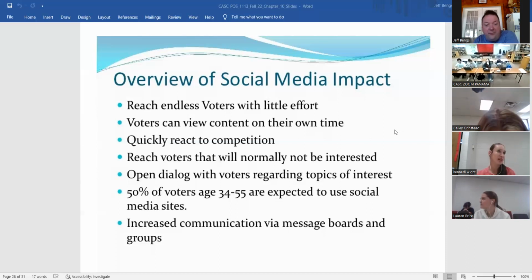Because of social media, right? And President Trump was kind of the master of this. If someone criticized him, he quickly put out a tweet to react to his competition. Social media may pull in voters who really would not normally be interested. They wouldn't watch a debate. They wouldn't listen to the news on the radio. They don't read newspapers.